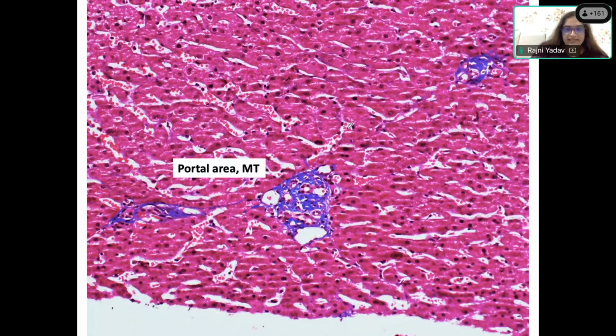Now this is a trichrome stain. Again, see it is highlighting the portal area. This is one of the portal areas. This is another portal area. Here we can see the duct, the vein and the arteriole. And see, the contours are fine. That means there is no fibrosis. You don't have these irregular bands of fibrosis.